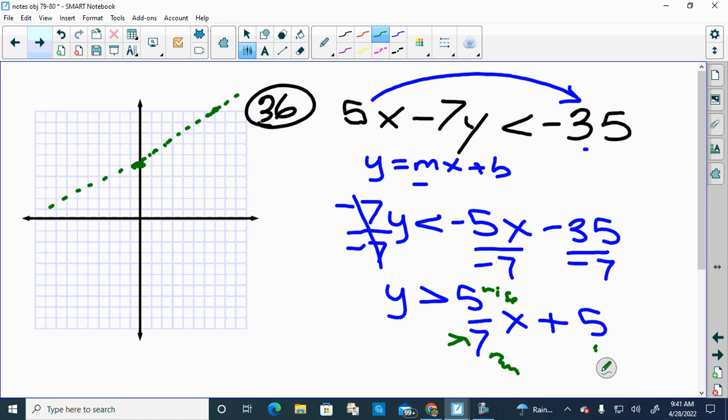Don't do this, I just want you to watch this. If we left it like this, and I was at my positive 5, I just would have gone down 5 and to the left 7. It's still going to be the same thing, so you're just choosing one or the other. All right, now the shading part. The part that faces the y, am I going to go above or below? Above, because the bigger part of the sign is facing the y. So my y's get bigger going this way.